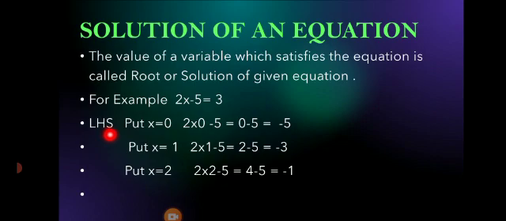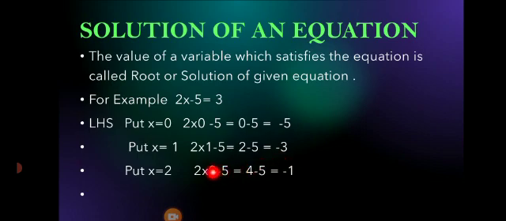I will solve only the left hand side, since in the right hand side there is no variable. Let's start. Left hand side, 2x minus 5. Firstly put x equals 0. 2 multiplied by 0 minus 5, that is 0 minus 5. Answer will be minus 5, which is not equal to 3. Now I will put x equals 1. 2 multiplied by 1 minus 5, 2 minus 5. Answer will be minus 3.